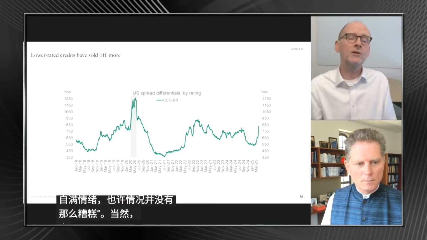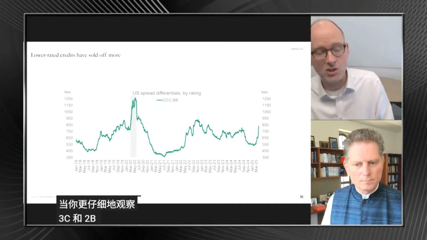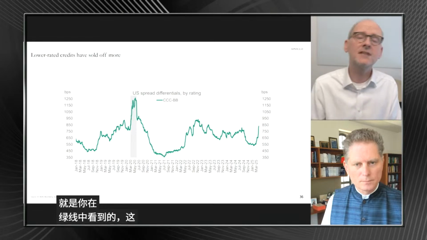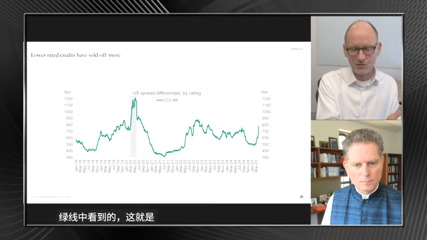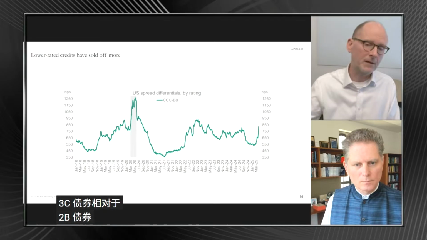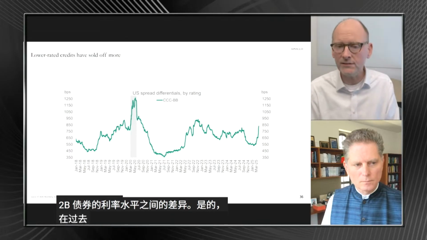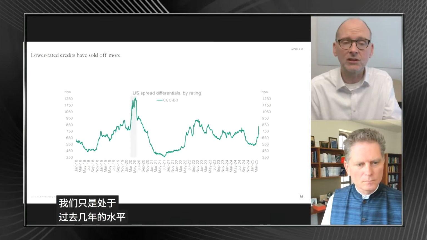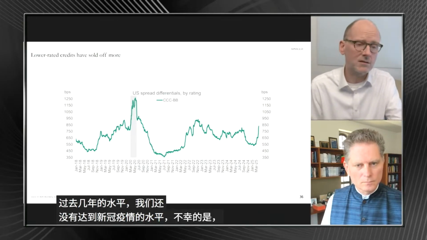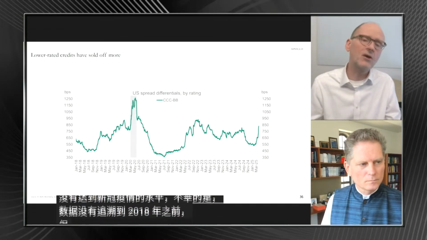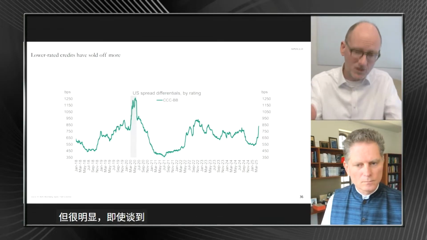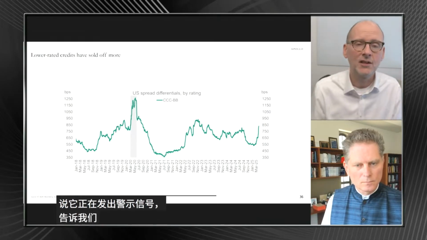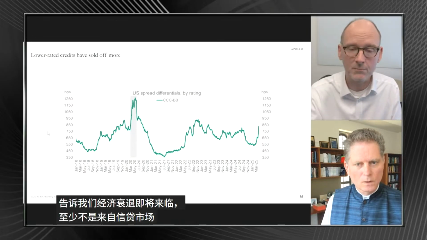And of course, you see this also when you look more closely at the credit quality spread between triple C and double Bs, which is what you see in the green line here. That is the difference between the level of interest rates on CCC bonds relative to BB bonds. And yes, it has widened out in the last few weeks, but look at it, we're just at a level of where we've been for the last several years. We're not at COVID levels. Unfortunately, the data doesn't go further back than 2018, but it's very clear that even when it comes to the quality spread, which normally gets attention, it's not the case that this is flashing red and telling us that there is a recession coming, at least not from credit markets.